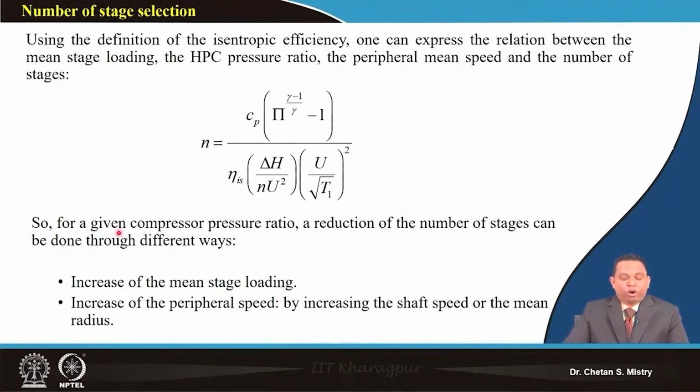So for a particular pressure ratio, if we want to reduce the number of stages, we have two clues. We need to increase the mean stage loading coefficient, and second, increase the peripheral speed. Now in order to increase the peripheral speed, we have two options. We can increase our rotational speed, or we can increase the diameter. So both parameters are of great importance to us.